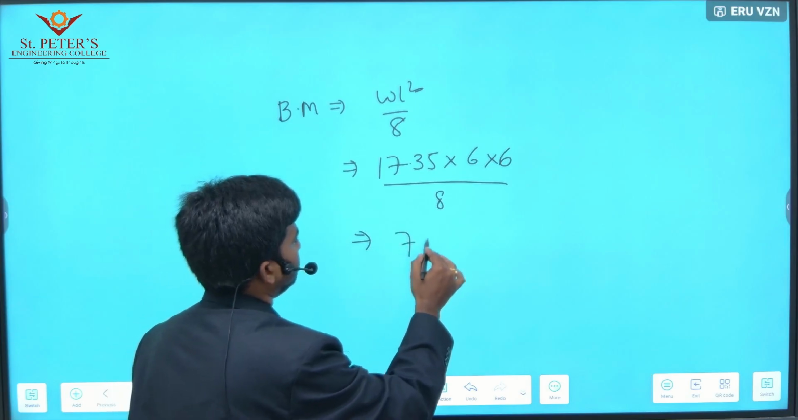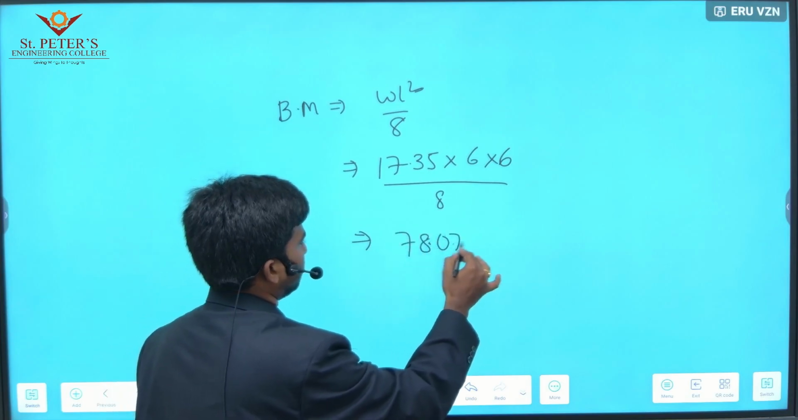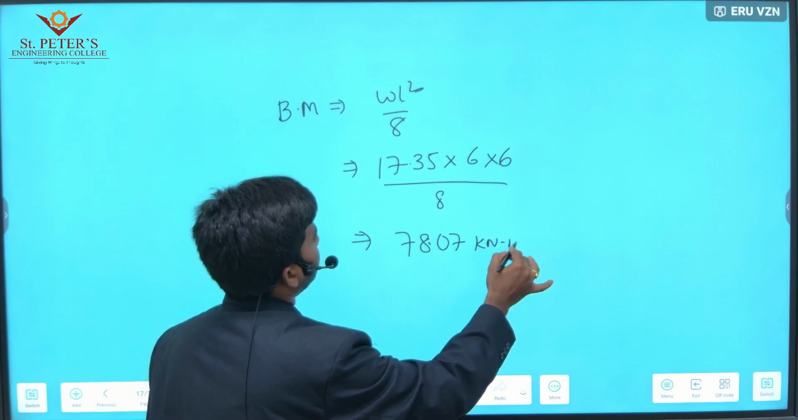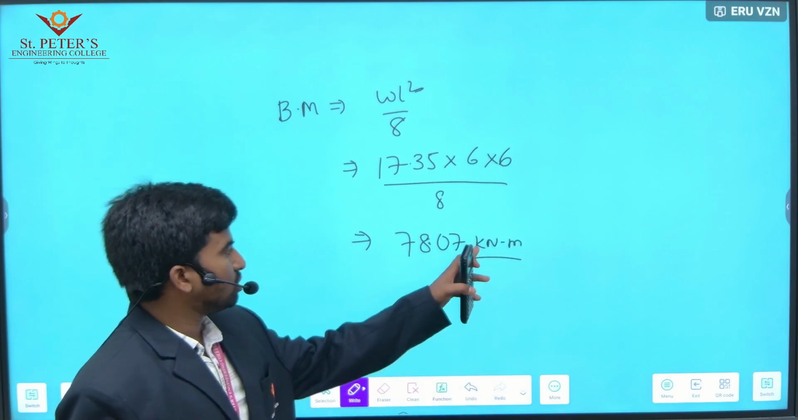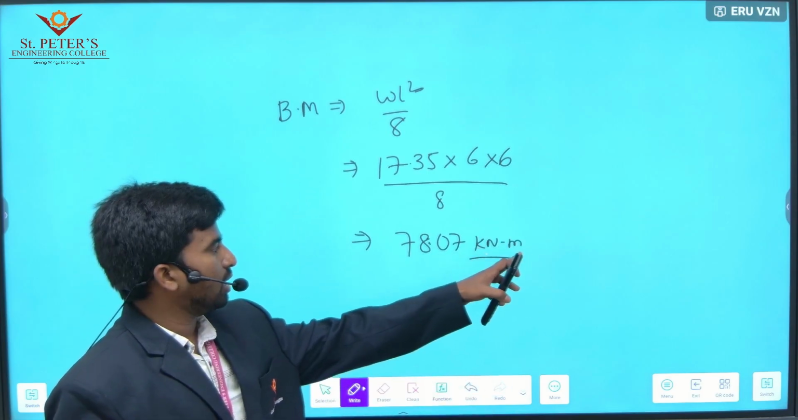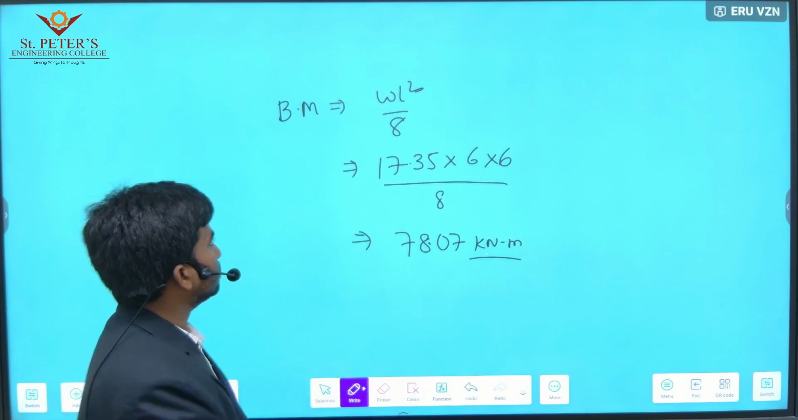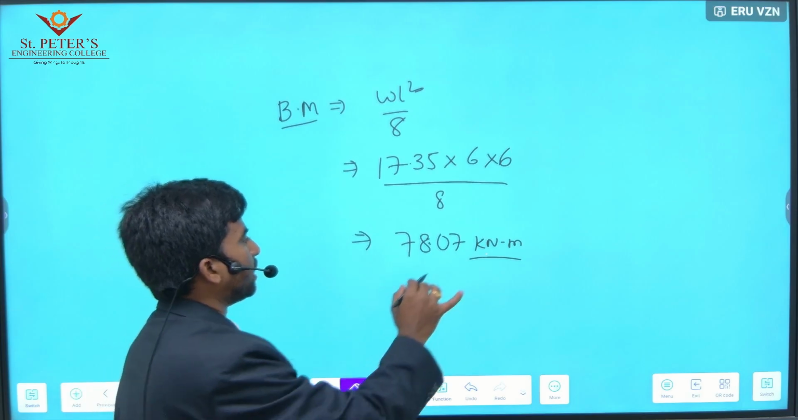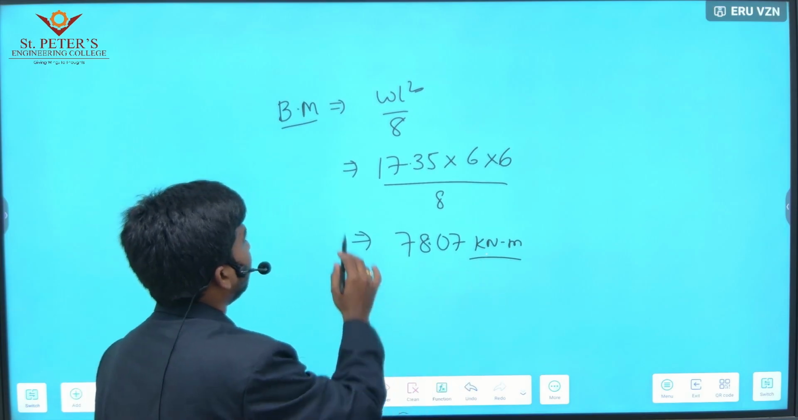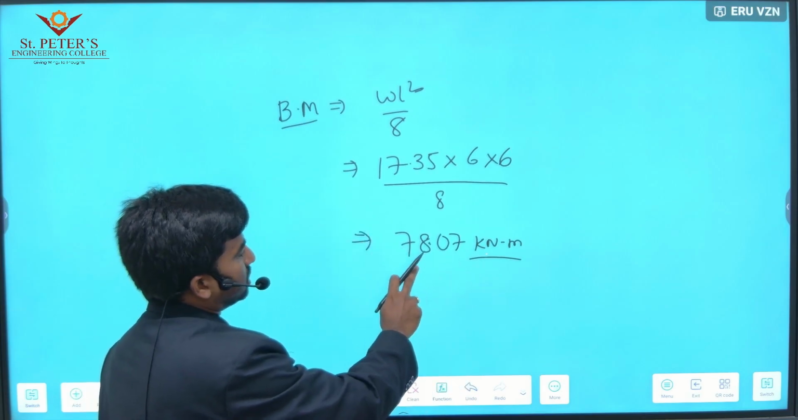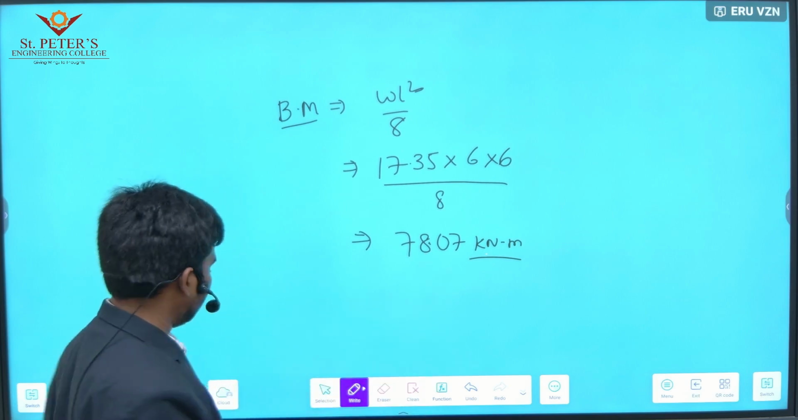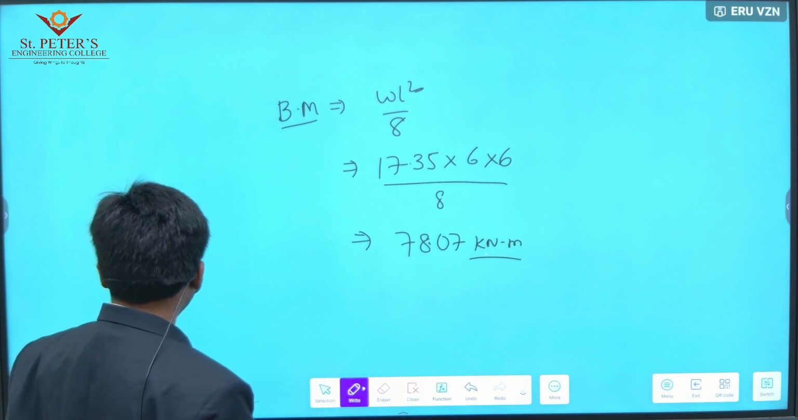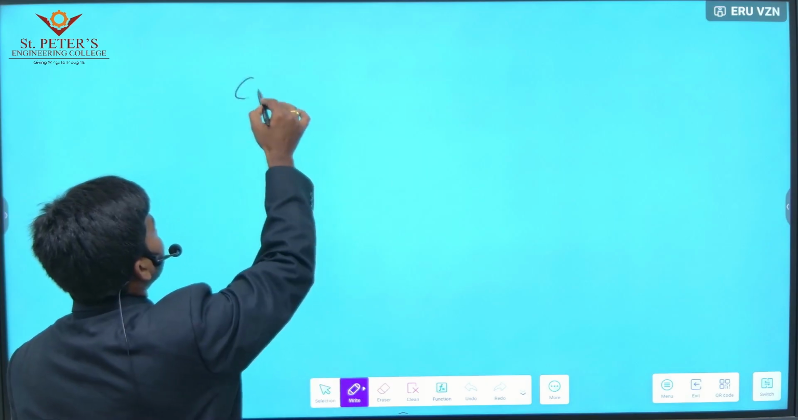You get the value 78.07 kilonewton meter. The units are kilonewton for force multiplied by meter for distance. So bending moment is nothing but the product of force and perpendicular distance. So you got the value 78.07. After that, the next step is calculation of limiting moment.